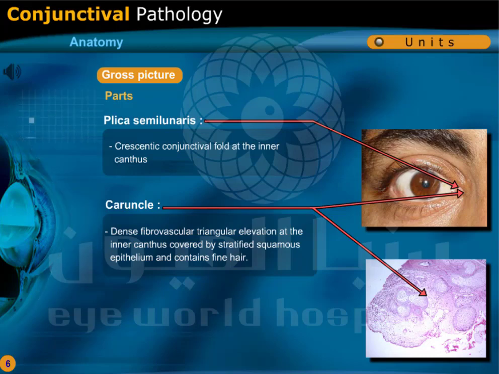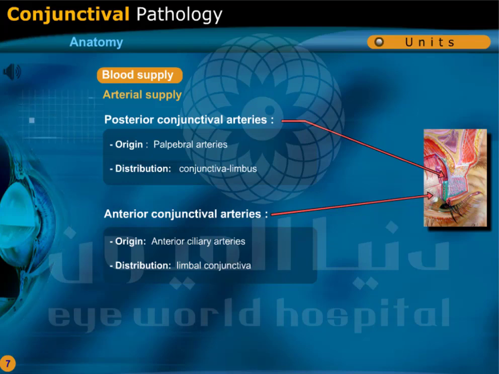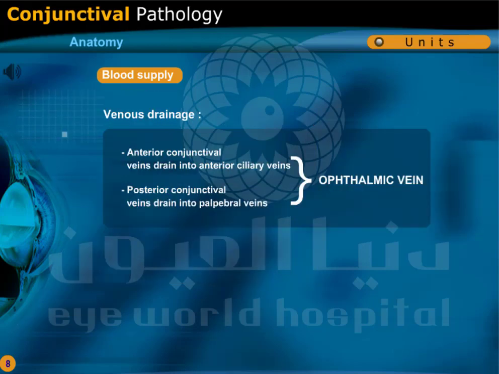Blood supply of the conjunctiva. Arterial supply. The conjunctiva is supplied by posterior conjunctival arteries that originate from palpebral arteries and supply the conjunctiva and the limbus. Also, it is supplied by the anterior conjunctival arteries originating from anterior ciliary arteries and supply the limbal conjunctiva. Venous drainage. Anterior conjunctival veins drain into the anterior ciliary veins and posterior conjunctival veins drain into the palpebral veins. Both drain into the ophthalmic vein.